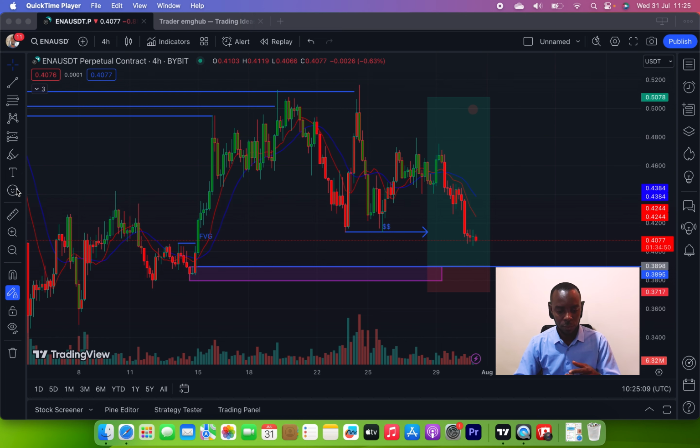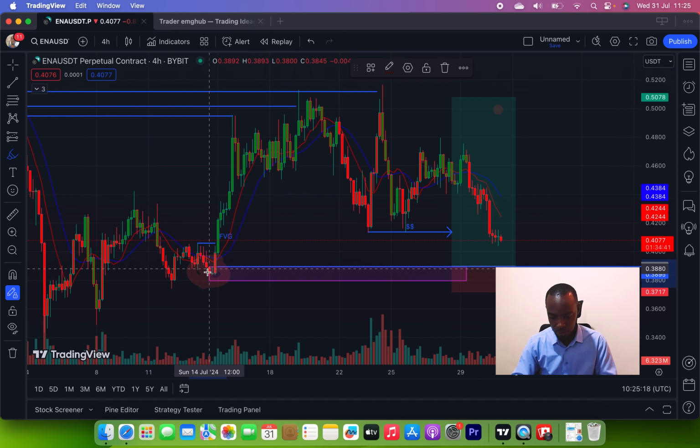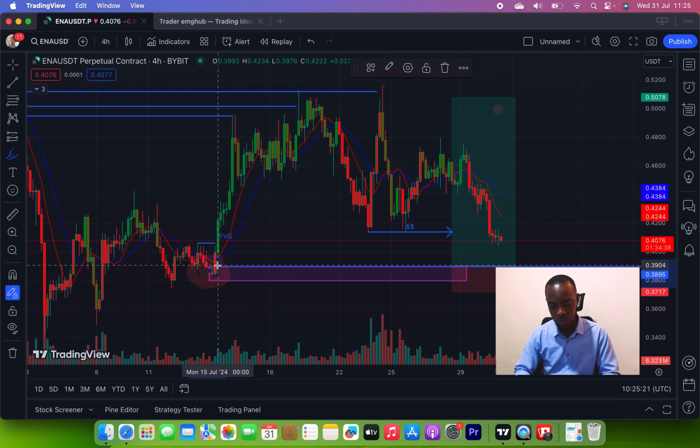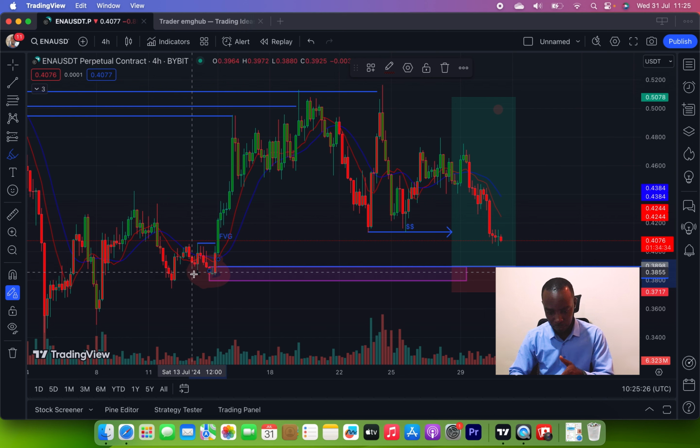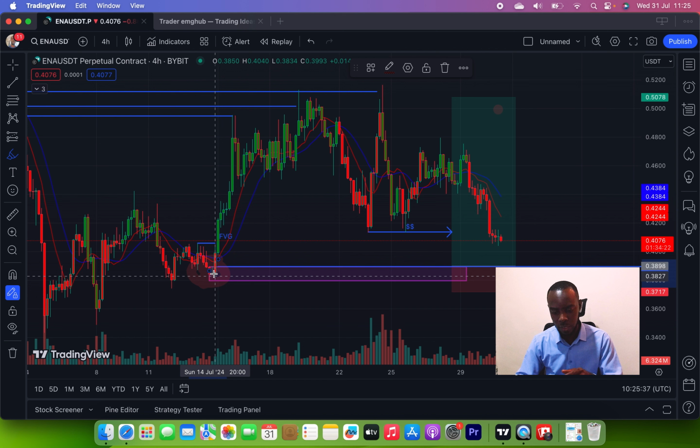So looking at ENA, I have seen another block here, another block here. I've already marked it. This zone, there's another block here, which actually is a very significant one. Looking at the preceding candle, it was a very bearish one, but then it was engulfed by a big buying candle, that is a bullish candle. So that shows that there was a lot of price action there. There were a lot of buying opportunities that happened there.